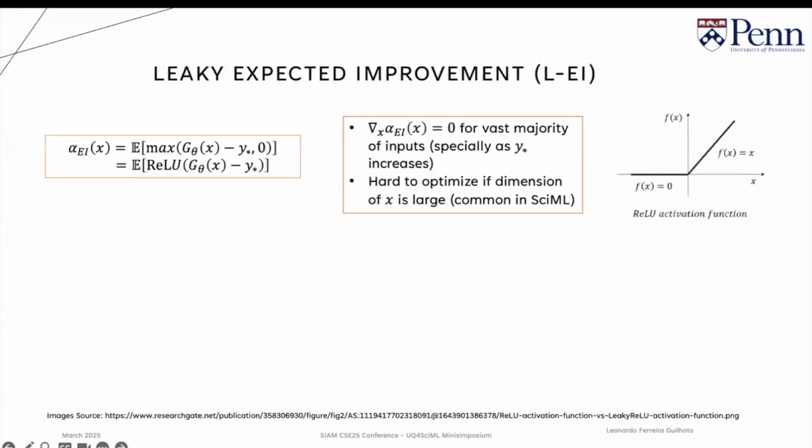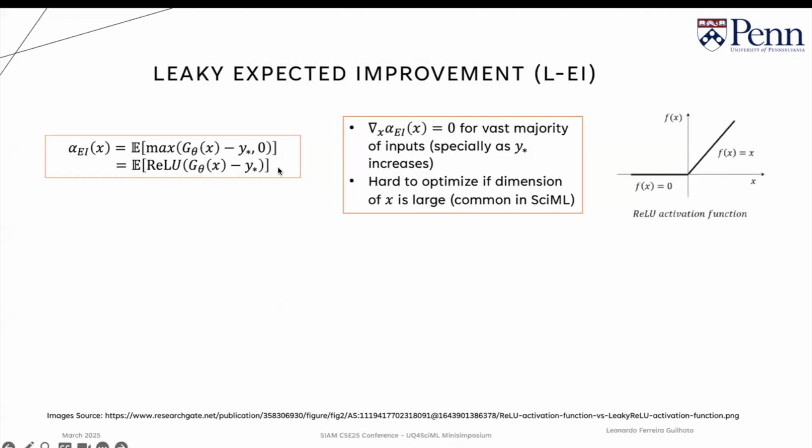So one of the most popular acquisition functions used in Bayesian optimization is the expected improvement, where, as the name suggests, it computes the expected improvement over the best value we have observed so far in our experiments. In here, y star is the best value we have found so far, and it can be formulated in this way over here, and it can even be framed in terms of this ReLU function that is well known from the machine learning community, the rectified linear unit.